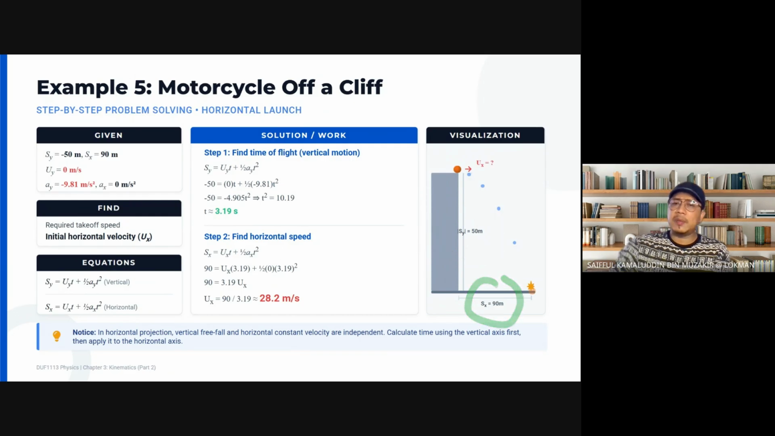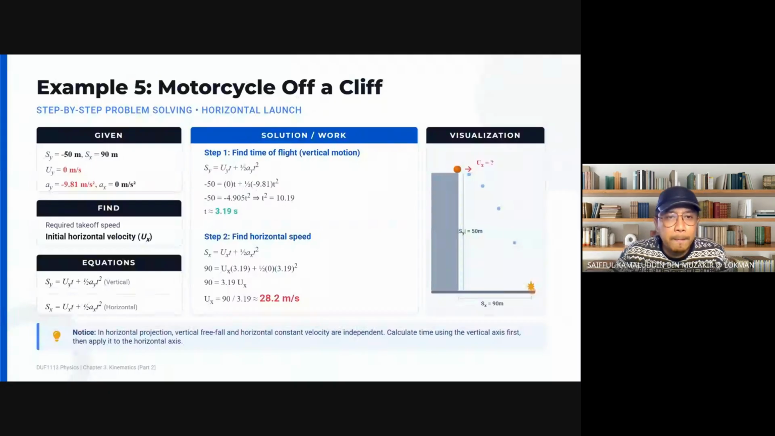Why positive, sir? Because the motorcycle falls down. The one that is negative is our SY. But our SX is positive because the motorcycle falls down and moves to the right. The one that falls down is denoted here, SY negative. SX is positive because it also moves to the right. That's why it is positive.